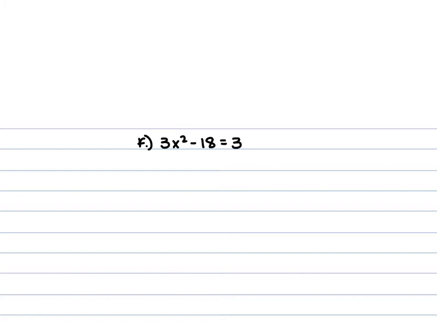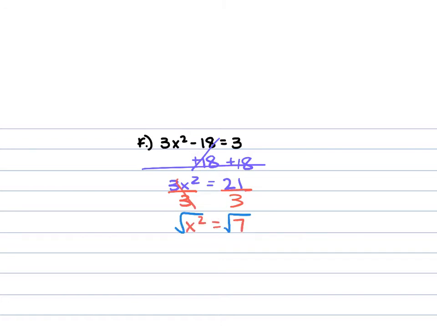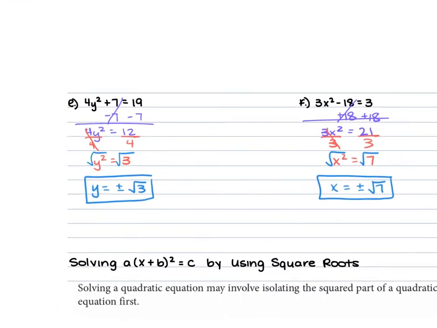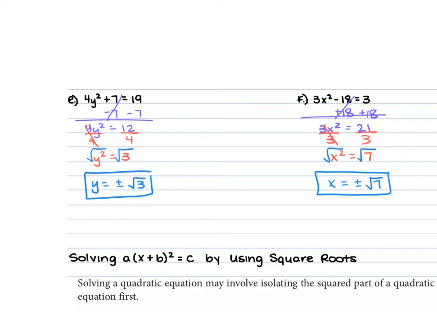For F, we have 3x squared minus 18 is equal to 3. So we're going to add the 18 to both sides. So 3x squared is equal to 21. We divide each side by 3. So x squared is equal to 7. And then take the square root of both sides. So x is equal to plus or minus the square root of 7. So with these last two, we weren't able to take the square root of the number, so we just leave it as plus or minus the square root of the number.